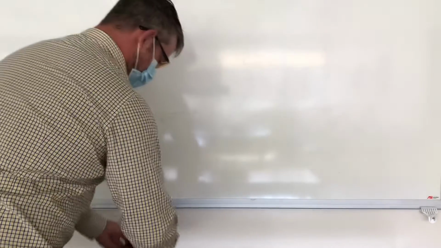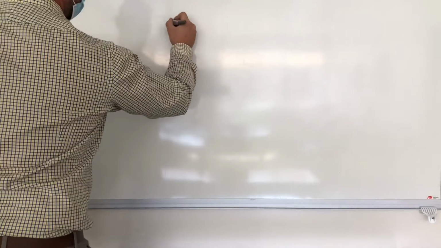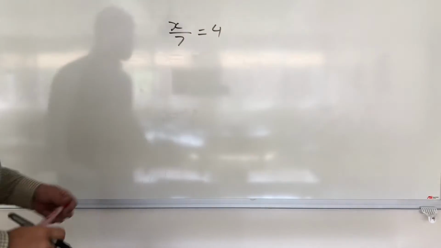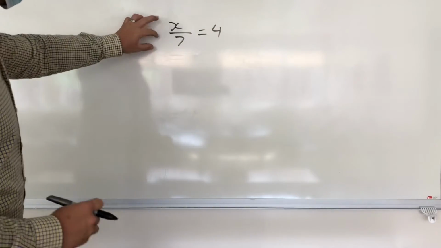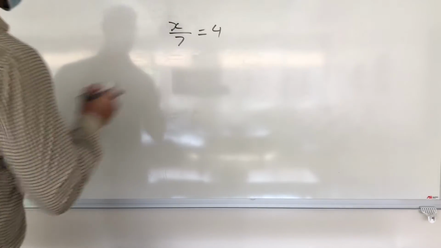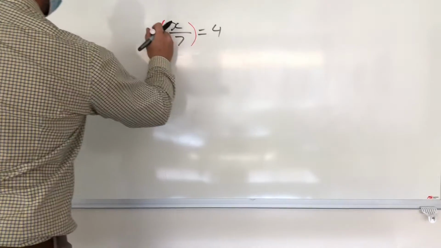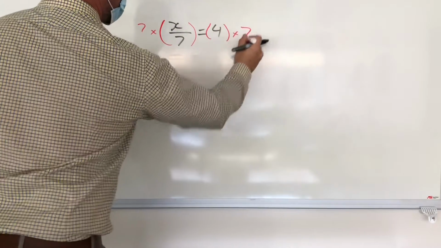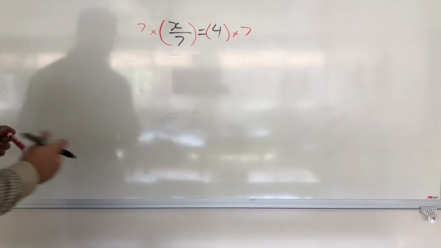We'll take a look at another couple of examples. Consider something like x divided by 7 equals 4. Here, the operation that's with x is division by 7. So to get rid of that, I'm going to do multiplication by 7. And what I do to one side, I must do to both.